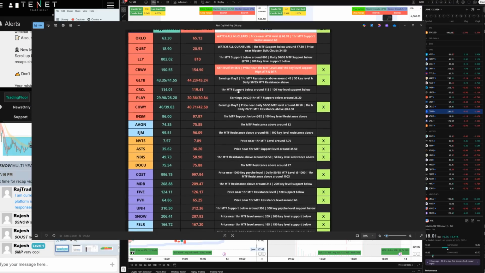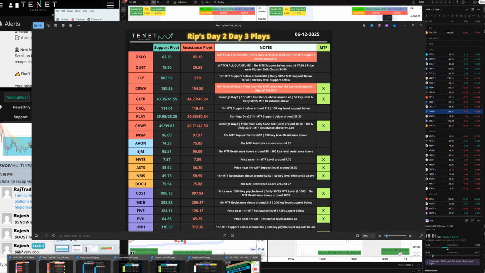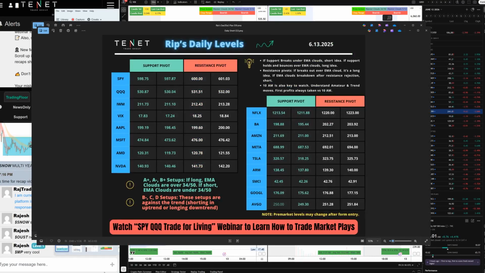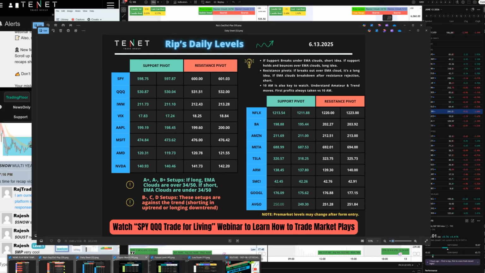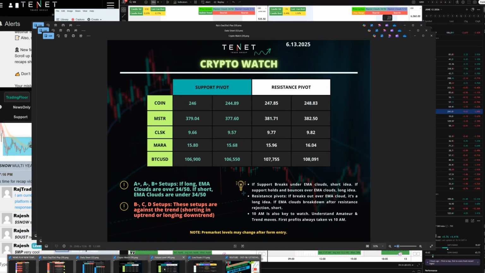We also share something called Ripster Day 2, Day 3 setups. CoreWeave was a good trade on that, Oklo. So this is another repeatable strategy that I did a free webinar on with you guys on X as well. So we provide these setups in the pre-market. We create levels for the ETFs, the indices. We provide these levels to the community members in the morning as well. We also trade crypto stocks, COIN, MSTR, based upon if Bitcoin is having a trend day. We trade these crypto stocks.